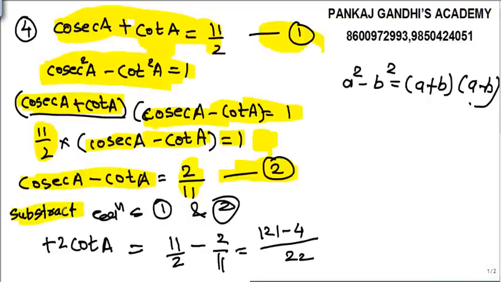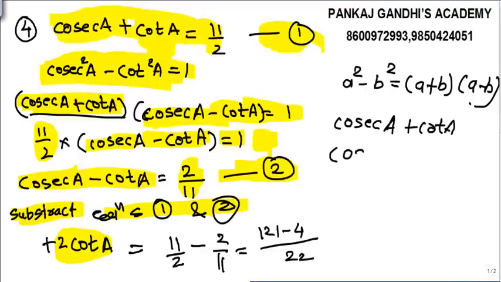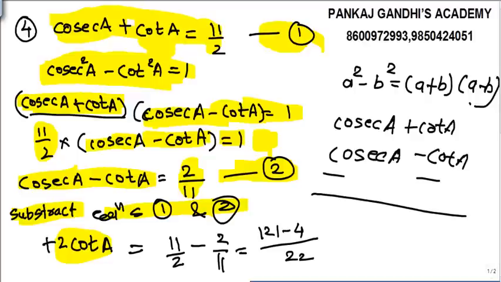So what we will do, we will subtract equations 1 and 2, because by subtracting, this cosec A will get cancelled. So cot A plus, minus cot A, what will become? Plus 2 cot A. See, when we subtract cosec A plus cot A and cosec A minus cot A, this will get cancelled, and this will become plus 2. So plus 2 cot A. Similarly, 11 by 2 minus 2 by 11.